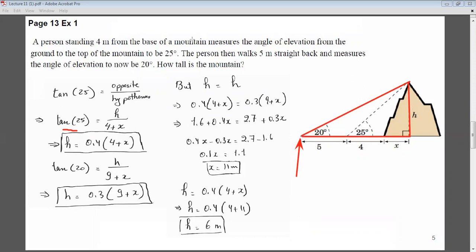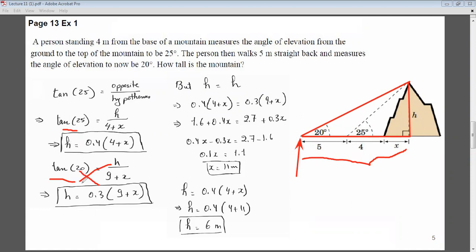Okay. So also I have the opposite, which is h. I have the angle, which is 20. And I have information about the adjacent. So also I use tan. In this case, it will be h divided by 9 plus x. Tangent 30 is 0.3. So h will be 0.3 here, cross multiply. So h will be 0.3 into 9 plus x.